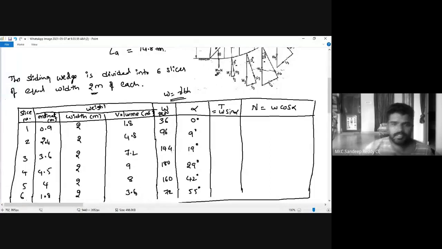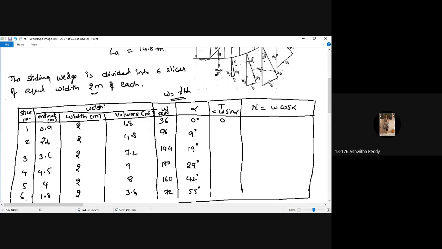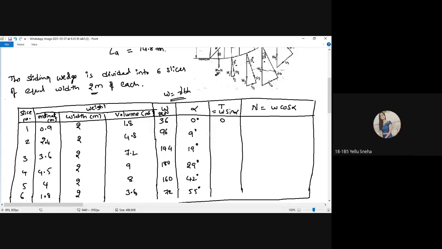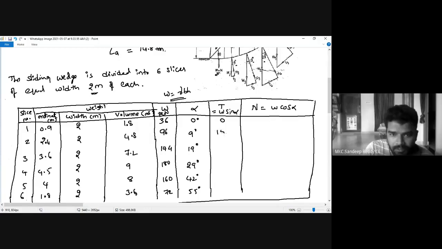Tell me what is the T value for the first slice? 36 into cos, sin 0. Sin 0 means 0, right? So this total term will be 0. Then here we have 96 into sin 9 degrees. How much? 15.01, sir. So let it be 15 only. The .01 is so small, right?